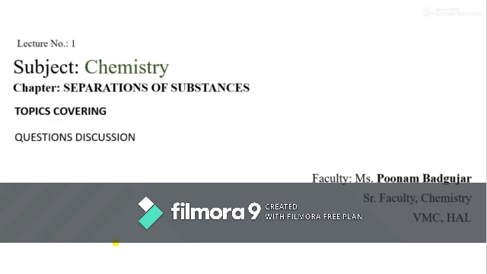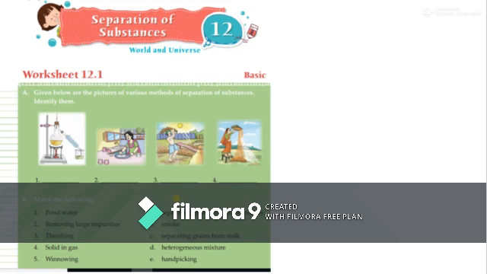Today, in this first chapter, we are going to cover the separation of substances, questions discussion. This is worksheet number 12.1, which is on basic level. These are the pictures shown below. You have to write which picture represents what. In this I'm discussing one or two parts of each question, and the remaining you have to do in your notebook as homework or an assignment, right?